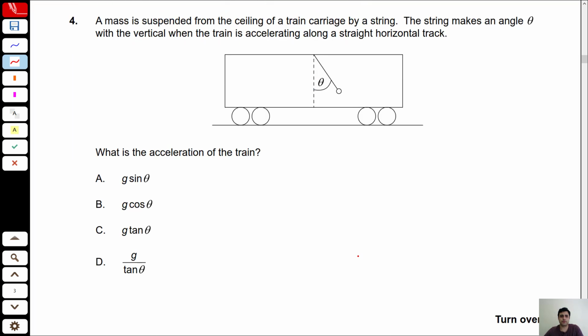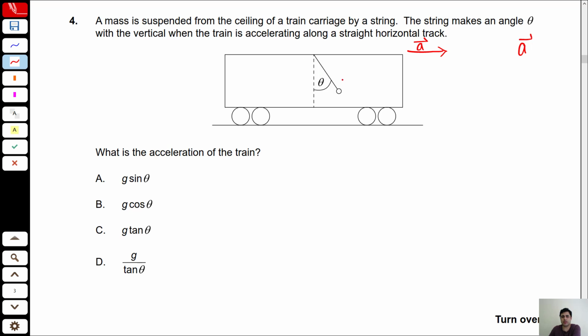Question number 4. A mass is suspended from the ceiling of a train carriage by a string. The string makes an angle of theta with the vertical when the train is accelerating along a straight horizontal track. Acceleration is a vector quantity, so it is direction dependent. So now we have a forward acceleration, which is a.